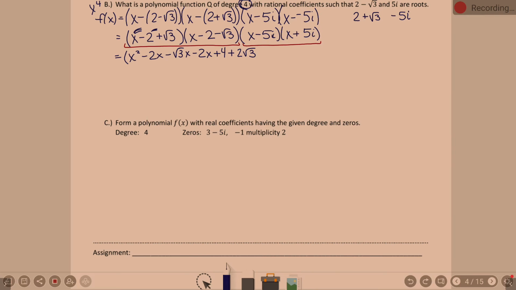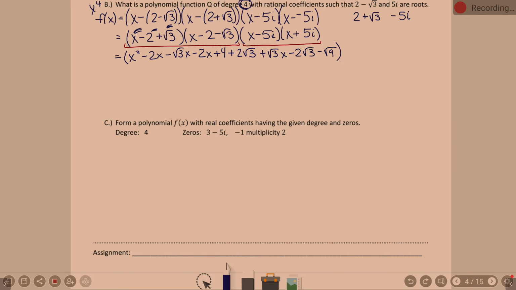And now I'm distributing square root of 3. Square root of 3 times x is plus square root of 3 times x. Square root of 3 times negative 2 is minus 2 square root of 3. Wait, we're not there yet. What is square root of 3 times negative square root of 3? It's negative square root of 9. Okay, that's one piece. We're going to have to clean that up.